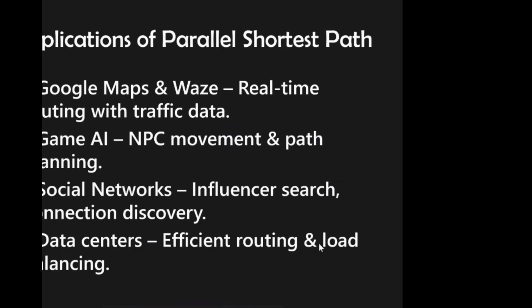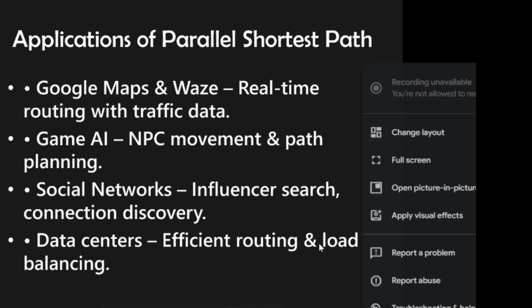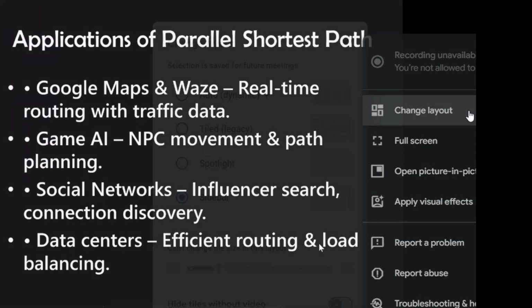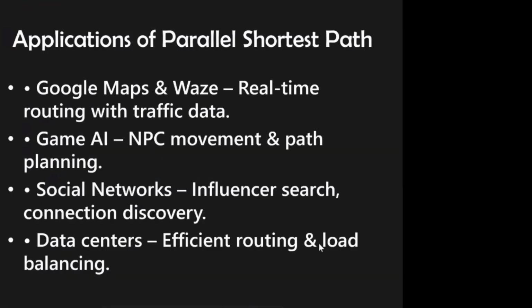So what are the applications of shortest path parallelization? It can be used for real-time routing with traffic data in Google Maps or Apple Maps, or to compute NPC movement or path planning. We can implement this parallel process in the AI model of NPCs and other players. In social networking, we can use it to optimize influencer search or connection discovery. We can also use this in data centers for efficient routing and load balancing.